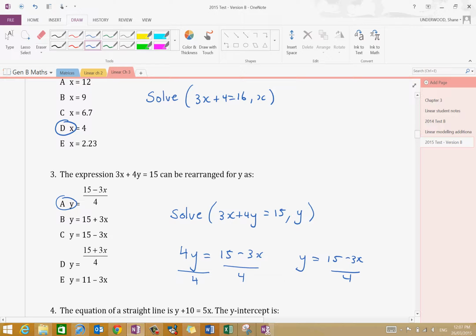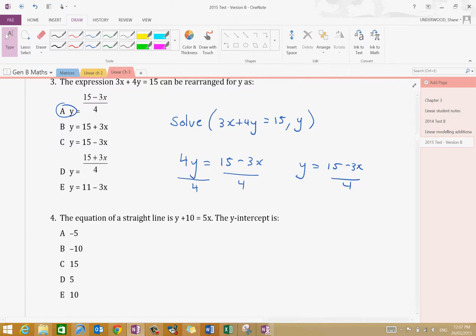Can I get a show of hands of students who got that wrong, please? How many of you got that wrong? Okay, so it's probably an indication that you should have just done it in your calculator. All right, so a few of you.